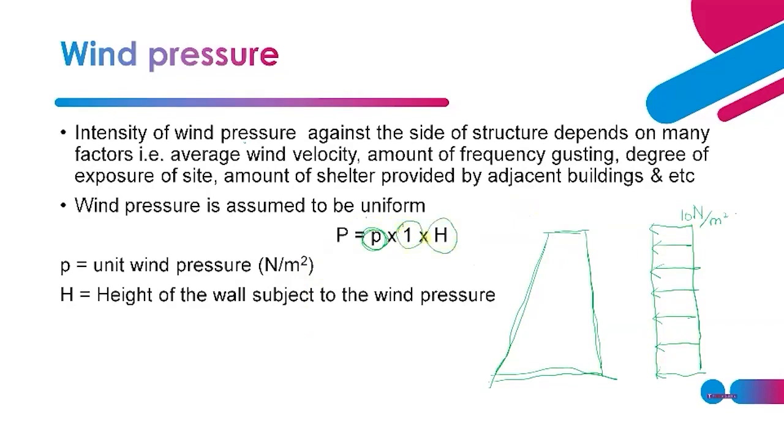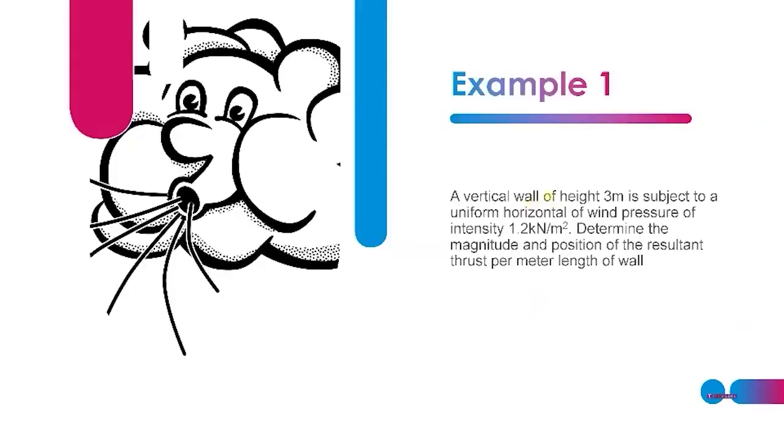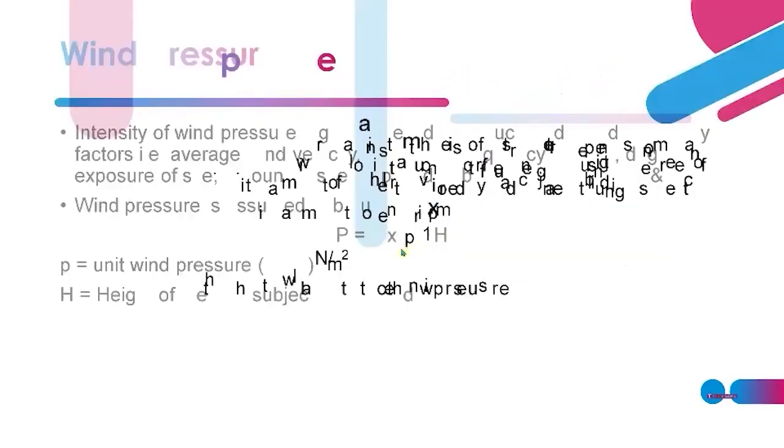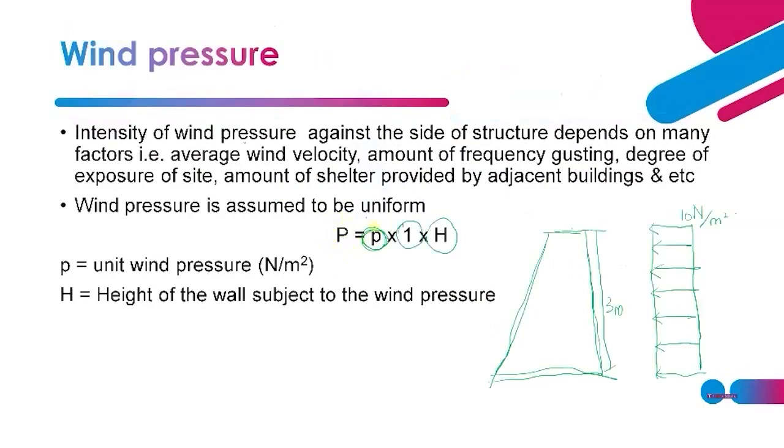H is the height of the wall. If the height is 3 meters then it is 3 meters, because we assume it is the same for the whole height of the wall. A vertical wall of height 3 meters is subject to uniform horizontal wind pressure of 1.2. So this is small p. So don't get confused, because here earlier you saw there is big P and small p.